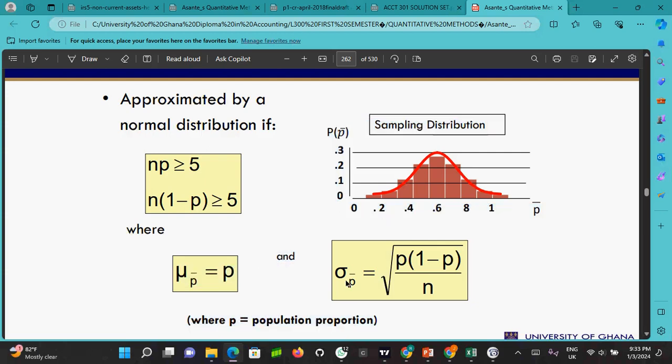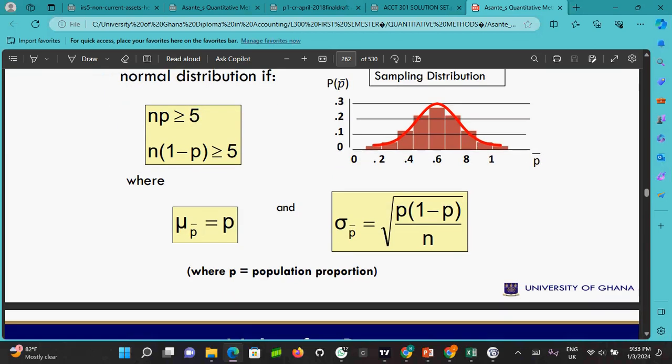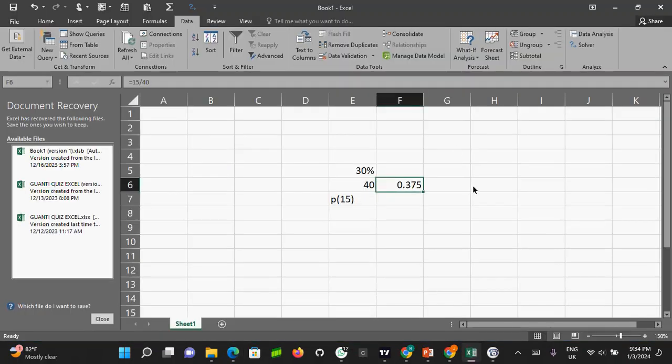And then the standard deviation is denoted by this formula: the root of the probability of success times the probability of failure. Do you remember probability of success and probability of failure? So let's say our probability of success is maybe 0.2, then the probability of failure will be 1 minus this one.